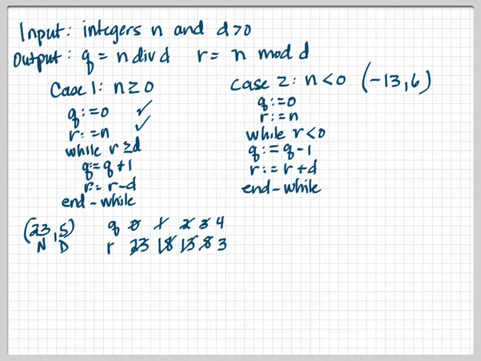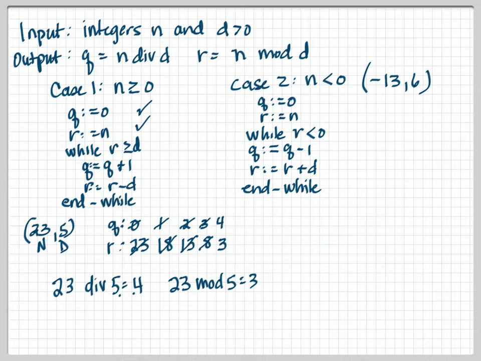At this point, I am now at a value of R that's not greater than or equal to D, so these are my values. Notice this is my Q value, and this is my R value. So what we're saying here is that 23 div 5 is equal to 4. And in the same token, we can do 23 mod 5 is equal to 3. And that makes sense, right? Because 5 times 4 is 20, plus the remainder of 3 is 23.